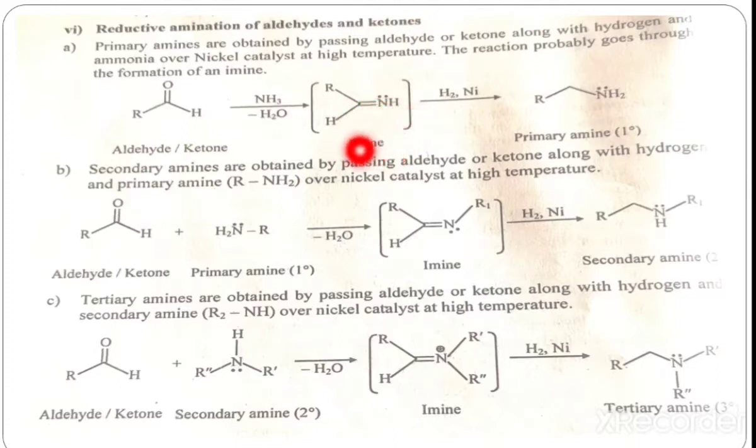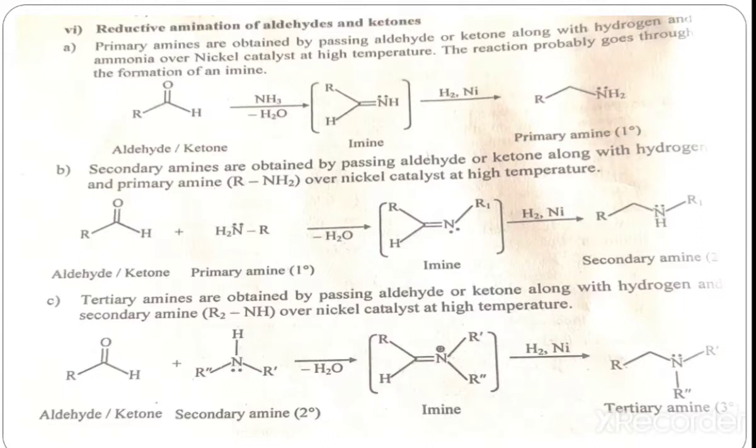Now this imine is treated with H2 in the presence of nickel. The role of H2 in the presence of nickel is that it undergoes reduction. Here R-CH becomes R-CH2 and NH becomes NH2. Here we get the primary amine. This is a simple method to prepare amines.